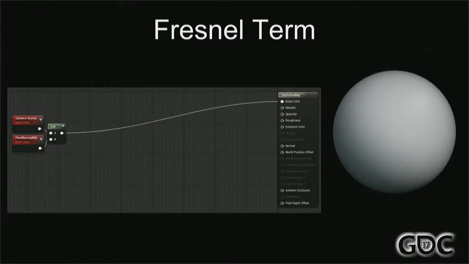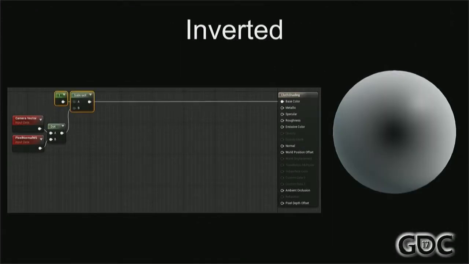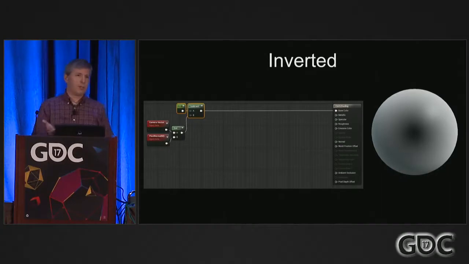Now what we want, as you saw in the previous slide, is actually the inverse of that. And to invert a value between 0 and 1, you just do 1 minus your value, and that flips it around. So there's a good foundational principle to know. Any value between 0 and 1, you want to flip it, you just do 1 minus. So that gives me something that's dark in the middle, and then on the edges, it starts getting brighter.